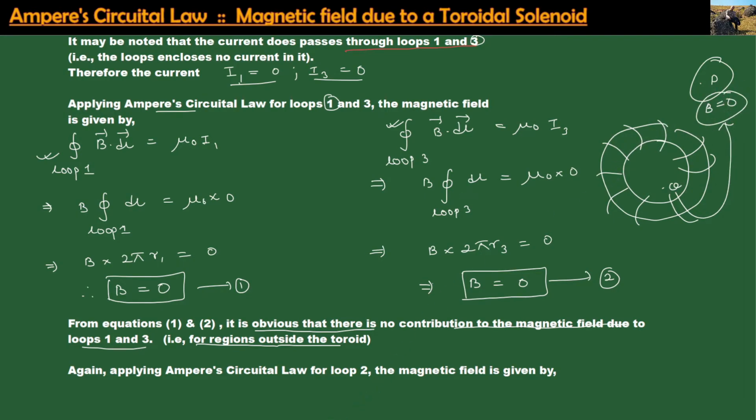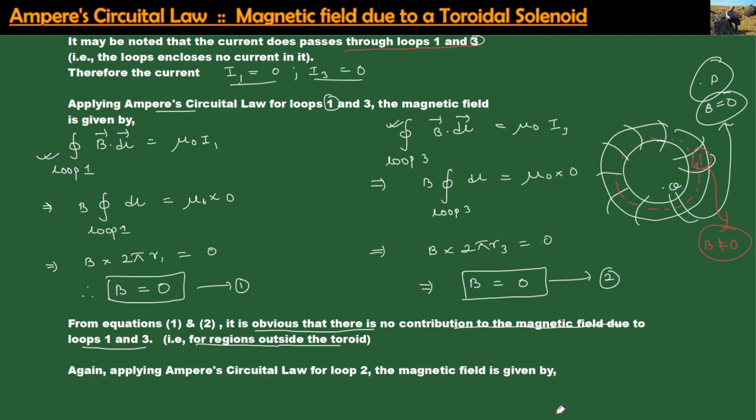Only for points which are inside the toroid, only for this point, if I construct it over here, inside the toroid, this B will be non-zero, which will not be equal to 0.